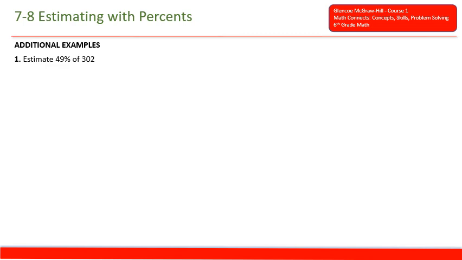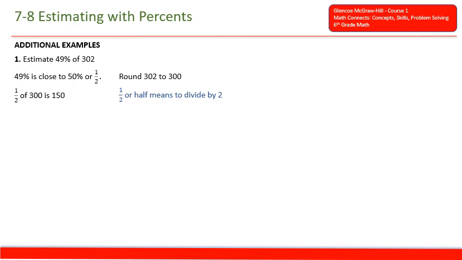Additional examples. Estimate 49% of 302. 49% is close to 50%, or 1/2. Round 302 to 300. 1/2 of 300 is 150. 1/2 means to divide by 2. And 49% of 302 is about 150.